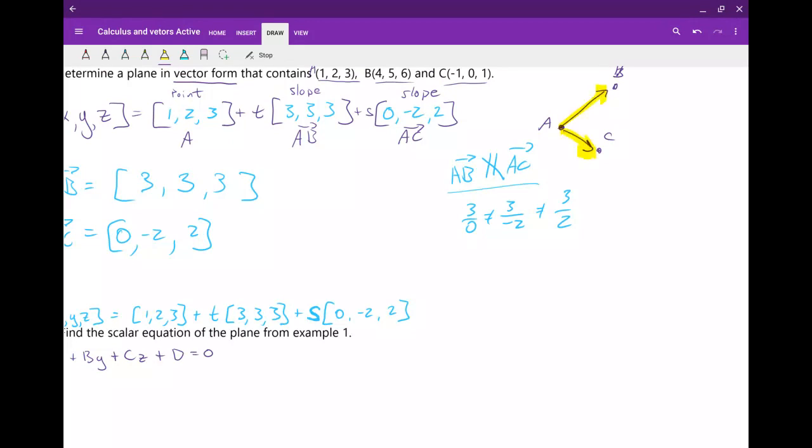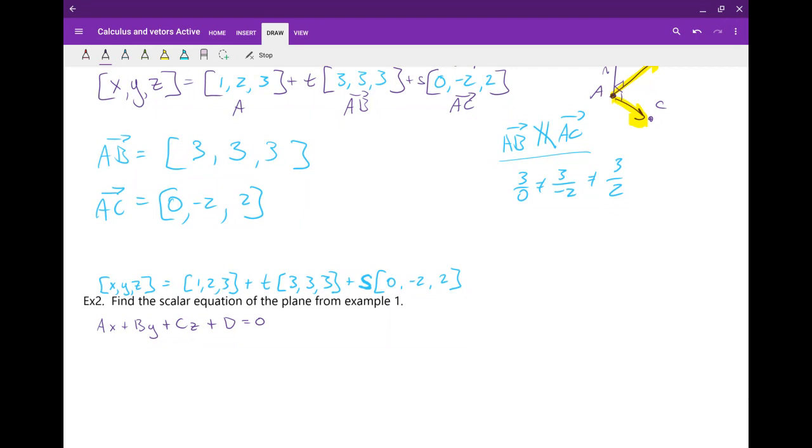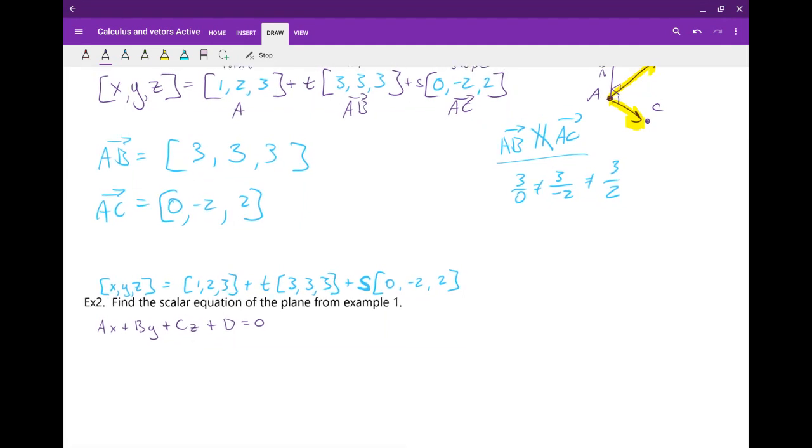We can exploit the fact that a cross product produces a new vector that's perpendicular to both of its input vectors. So if I cross product AB and AC, I'm going to get a new vector which happens to be normal to the plane, which is actually equal to the ABC vector. I want to write that down. The ABC vector is equal to the cross product of the 2 slope vectors.